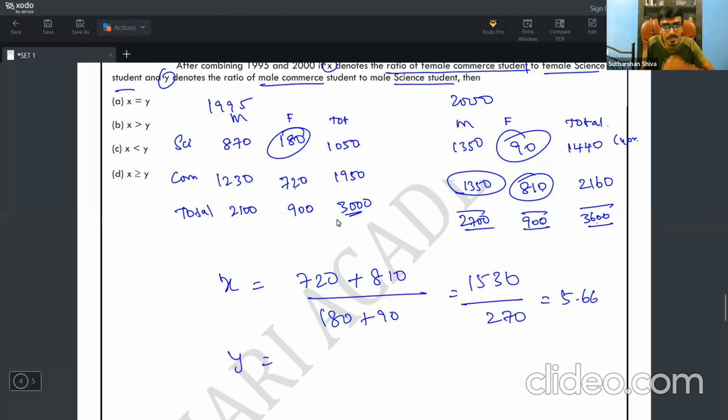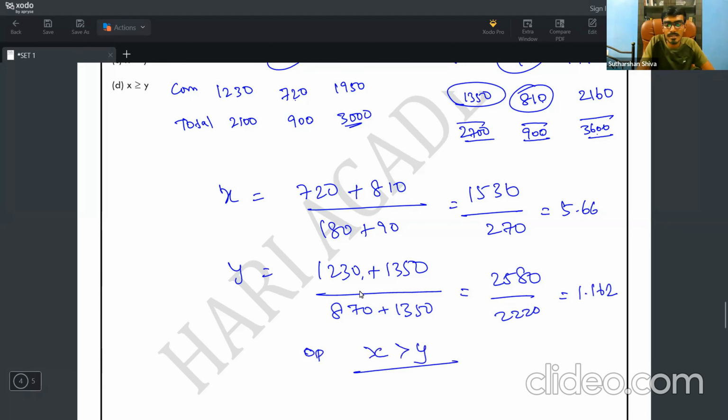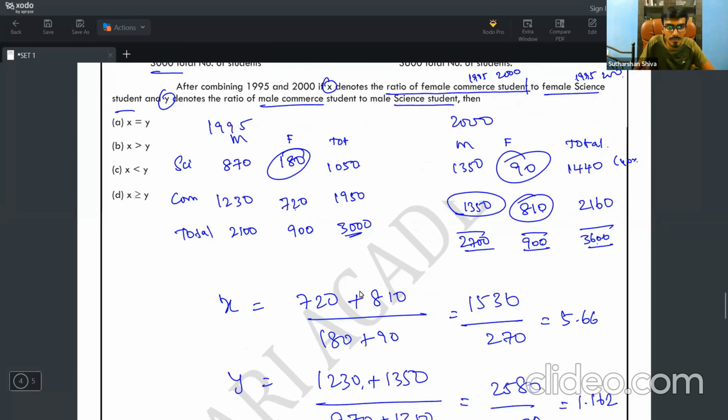Then Y, male commerce. How much is male commerce? 1230, and in 2000 the male commerce is 1350. Then divided by male science students, 870 plus 1350. If you put it as 2580 divided by 2220, it equals 1.162. And the option will be X is greater than Y. So your answer will be option B.